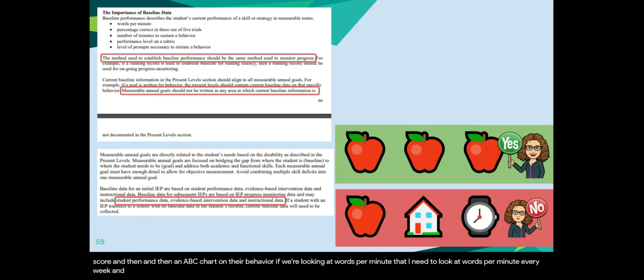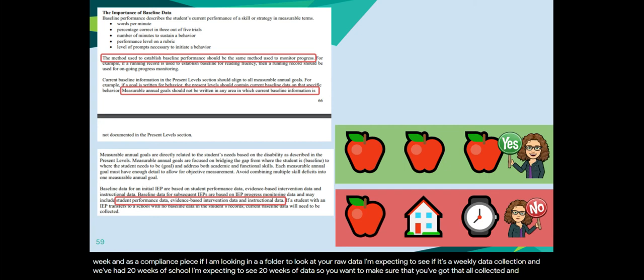And as a compliance piece, if I am looking in a folder to look at your raw data, I'm expecting to see, if it's a weekly data collection and we've had 20 weeks of school, I'm expecting to see 20 weeks of data. So you want to make sure that you've got that all collected and that it is based on that system. Whatever you've said you're using to collect progress monitoring data, that's what you have ready to go.